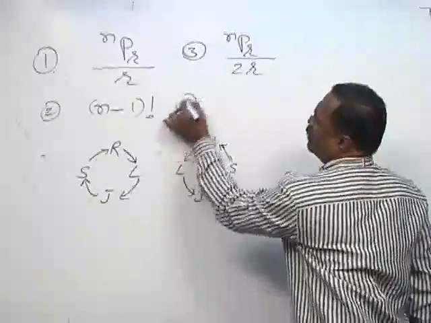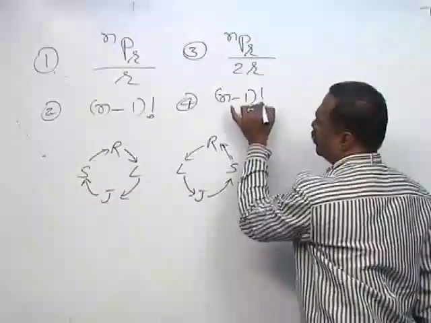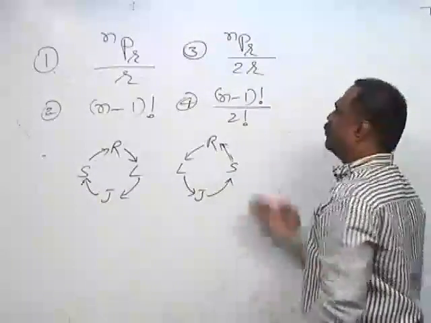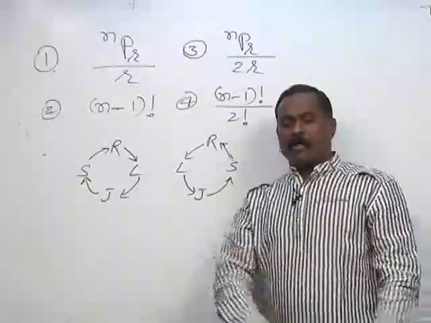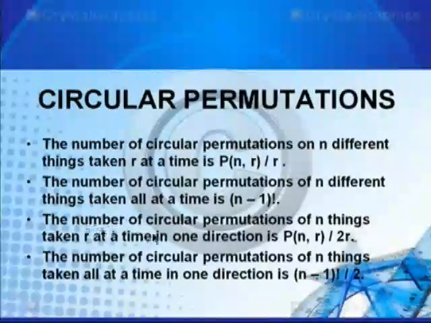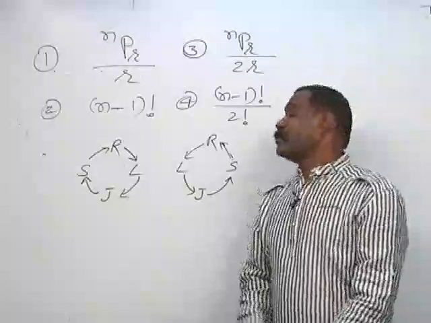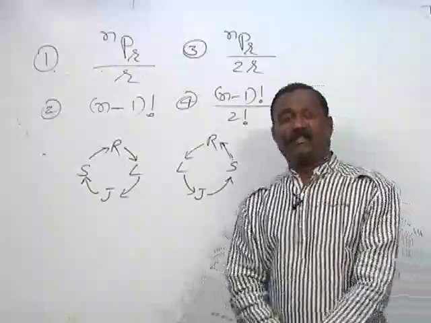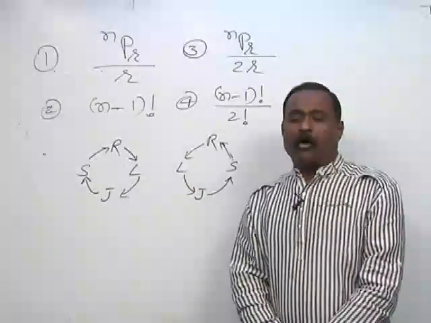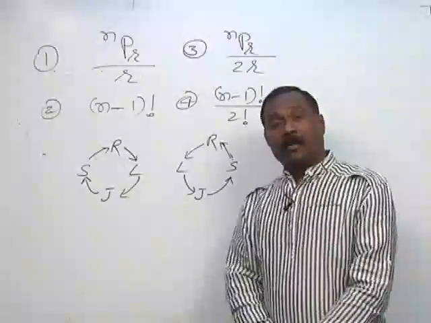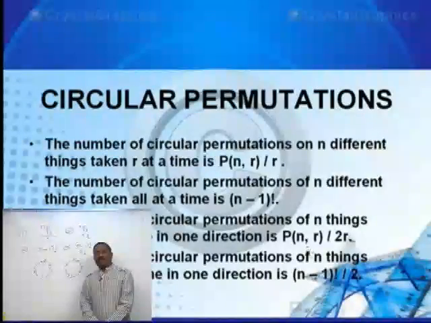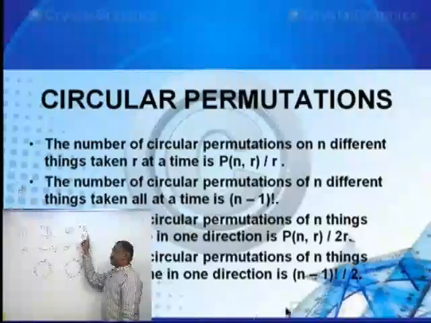Similarly, this becomes (n minus 1) factorial upon 2 factorial, or simply 2. So that's the third point: the number of circular permutations of n things taken r at a time in one direction. In one direction means both directions are treated as the same, or when clockwise and anti-clockwise directions are the same, then it will be nPr upon 2r. You can see that.